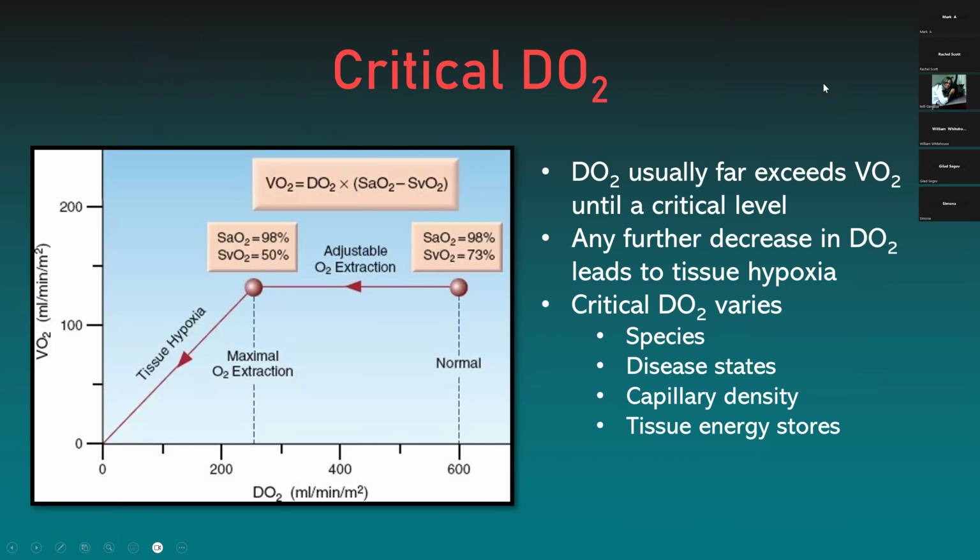And of course, usually we know that the oxygen supply in most normal patients is usually far in excess of what's actually needed by the body until we get to a critical level. And then after that, any further decrease in oxygen delivery will lead to tissue hypoxia. And that critical oxygen delivery level will vary a little bit dependent on the species, disease states, and also some of the physiology of the individual patient.